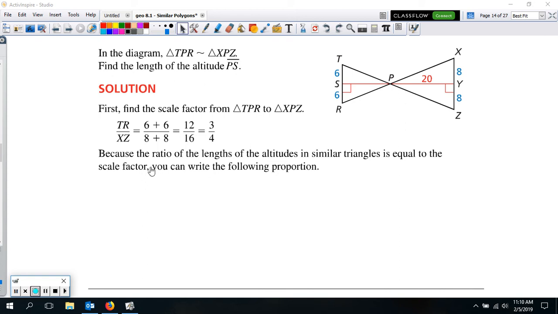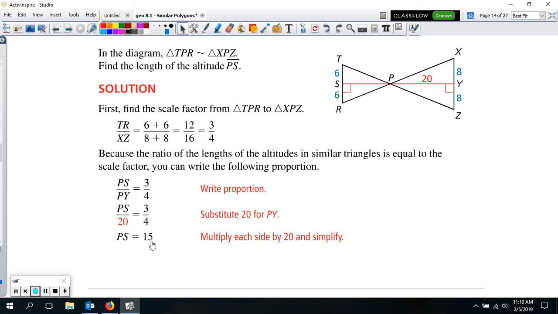And so we can write a proportion now with the altitudes and say that PS over PY, that's the altitudes here, is equal to 3/4. So we're looking at the smaller triangle on top and the bigger triangle on the bottom. That's what we have up here. So the smaller altitude on top, the bigger altitude on the bottom. And now we know what this bigger altitude is. It's 20, so we can now replace PY with 20 and then just cross multiply. That's going to give us 60 here. So it'll end up being 15. So we see we're going to divide by 4. So 60 divided by 4 is 15. That would tell us what PS is.